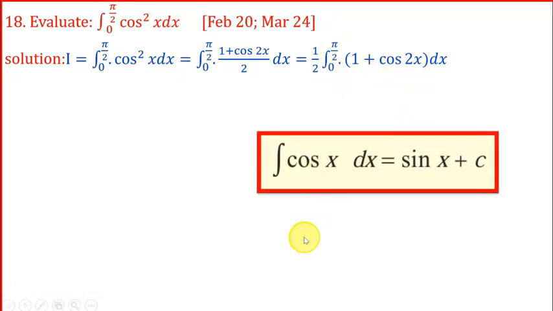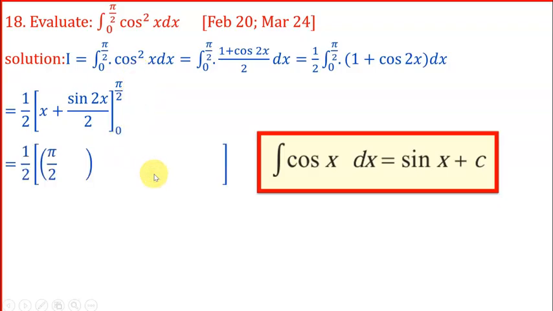Now the integral of cos of x is sin x. Therefore 1 by 2, the integral of 1 is x, and the integral of cos of 2x is sin of 2x upon 2, from 0 to pi by 2. Upper limit minus lower limit. Now in the first case replace x by pi by 2 then 0, that is pi by 2 minus 0.